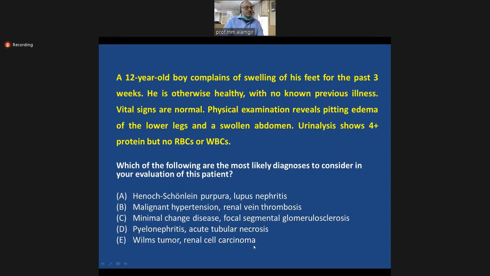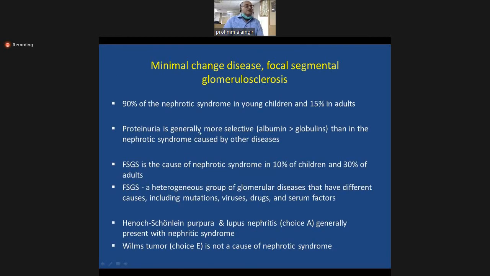So this basically is a child having this condition, and this condition belongs to minimal change disease. Focal segmental is wrongly written here. So 90% of nephrotic syndrome in children is because of minimal change disease. Focal segmental sclerosis causes nephrotic syndrome in 10% of children and 30% of adults. So focal segmental is more towards adults.